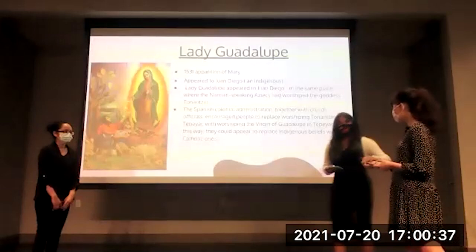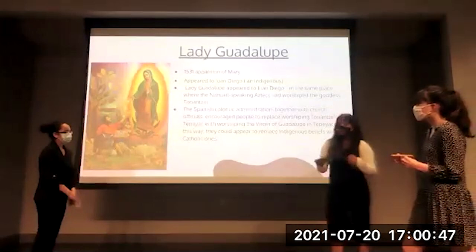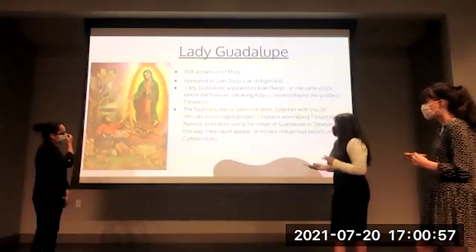Okay, so we're going to start off with the religion part of it. Lady Mother Luther, so she is the Virgin Mary. She first appeared in 1531 with the Spanish colonial administration coming. The weird thing about this is that she appeared to an indigenous man in the same spot that they used to adore their Aztec god. So this could be argued that it was a way to encourage the replacement of Lady Mother Luther from their original god.